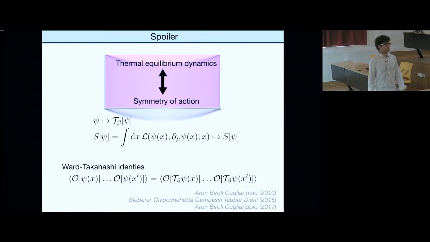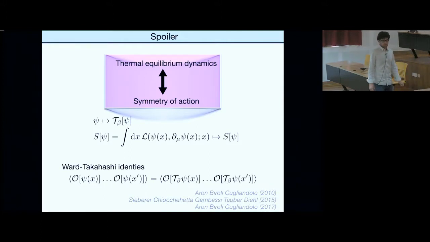Okay, and why do we care about rewriting equilibrium dynamics as a symmetry? Well, first, it's very nice to have a very symmetric principle for describing physics. This is what we like to do. And second, it has also some practical applications, because once you have a symmetry, you can derive all sorts of relations at the level of observables. These are the so-called Ward-Takahashi identities.